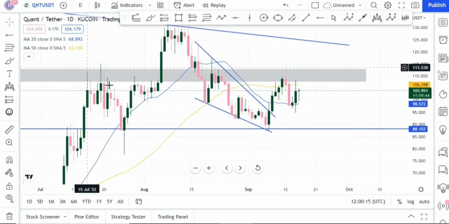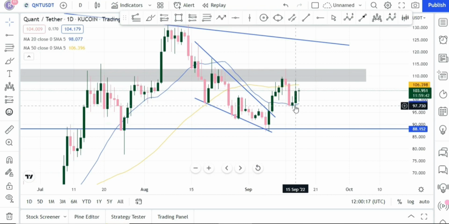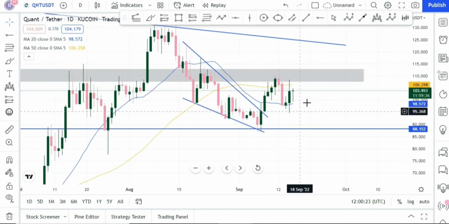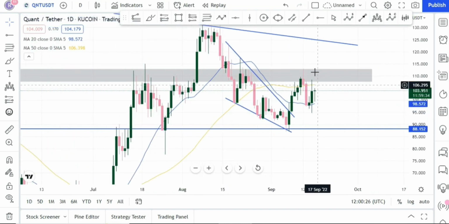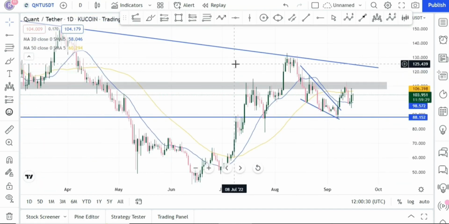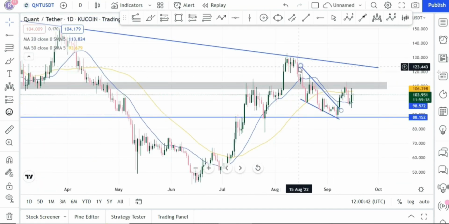You can see that the 50 moving average here is turning upwards, and it's likely that in a few days, or in the coming week, we will have a bullish cross right there. It will be really helpful to get above this resistance right here, and then we continue to see if we can hit our price target, which is the top of the wedge, sitting at $123.